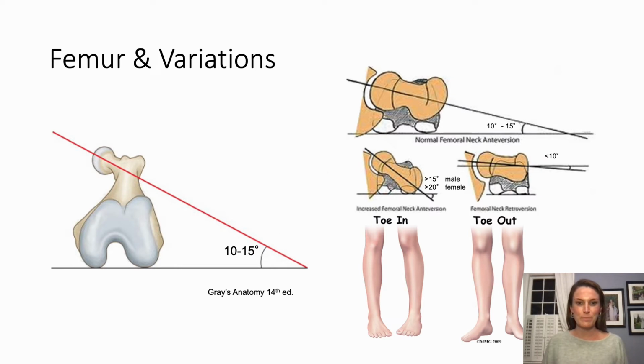So this slide is depicting the different femoral anteversion angles. And this is something that I think is well understood by most physical therapists, but what we don't understand is when we should be looking at this. When is this a factor?